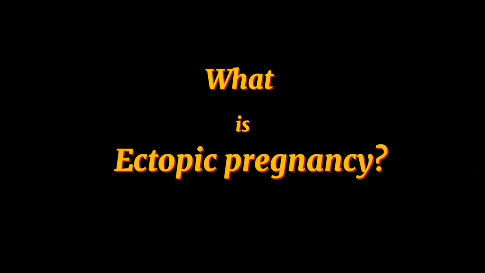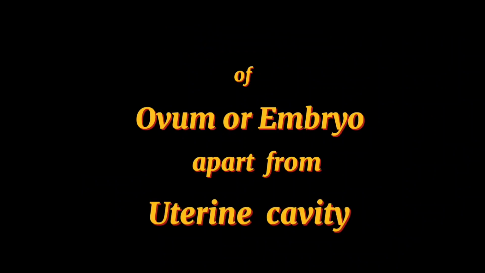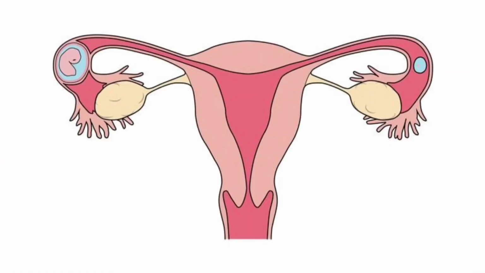What is ectopic pregnancy? Ectopic pregnancy means that the implantation of the ovum or the embryo is apart from the uterine cavity. That is called ectopic pregnancy. Usually the most common site will be the fallopian tube, and the subsequent sites will be the ovary, the broad ligament, the ovarian ligament and the lower part, and it may go into the peritoneum or the abdominal cavity itself.